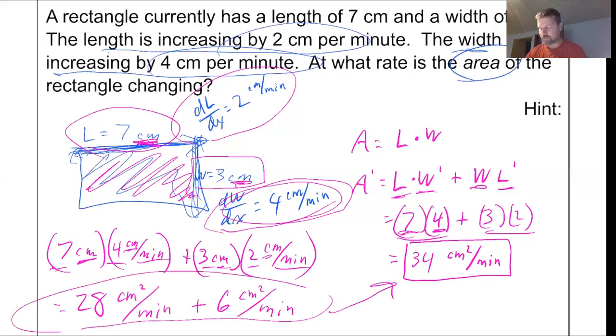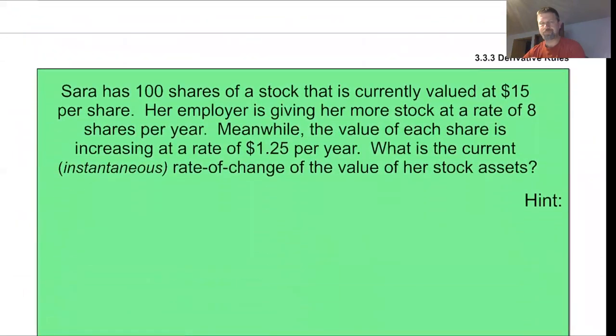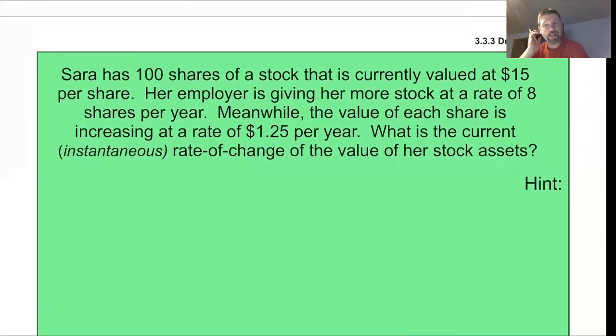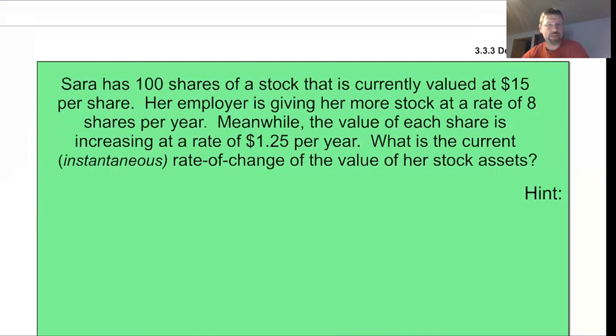All right, one last problem, and then we're done for today. This one's not area, so it's a math that we may not be quite as familiar with. It says Sarah has 100 shares of stock that is currently valued at $15 per share. Her employer is giving her more stock at a rate of 8 shares per year. Meanwhile, the value of each share is increasing at a rate of $1.25 per year. What is the current rate of change of the value of her stock assets?